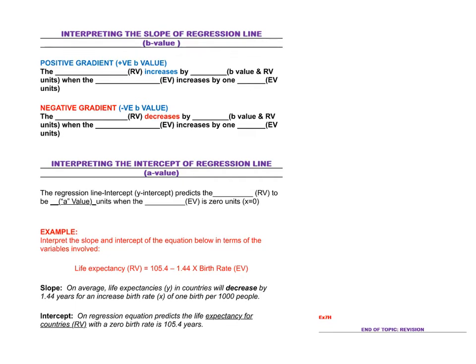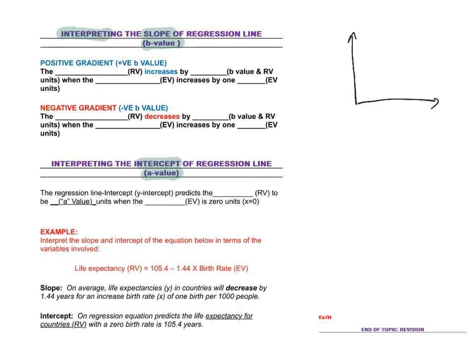Okay, so the last part we are going to look at is when we're asked to interpret. Now you'll see it, they'll use that word interpret, and you'll either be asked to interpret the slope. So for us, that's the B value, or they might ask you to interpret the intercept, which is the A value.